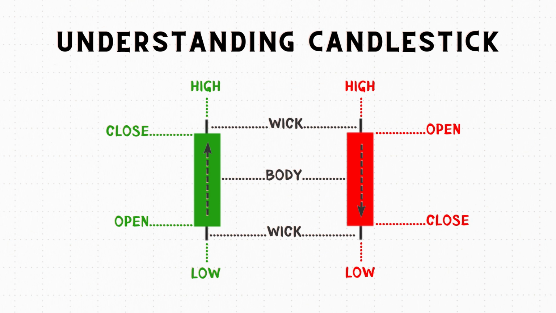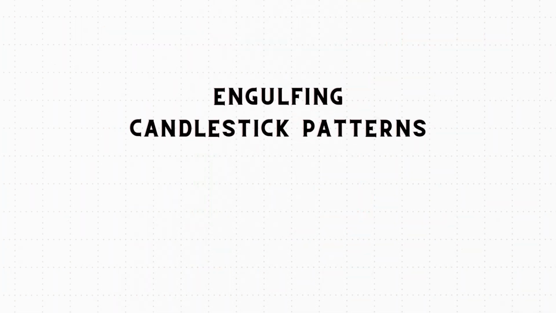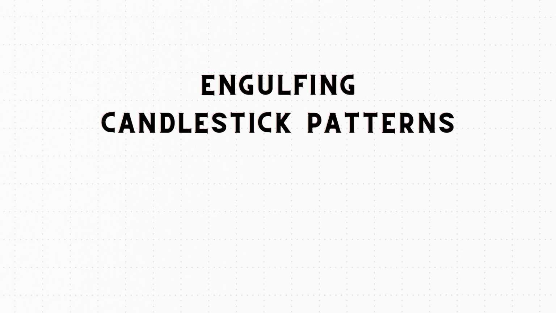So as of now, we have seen how to read the candlestick: what the high is, what the low is, where the opening price is and where the closing price of the candle is. Now let's see some of the important candlestick patterns which will be useful for your trading. First and foremost is the engulfing candlestick pattern. First of all, what does engulfing mean? It means covered or surrounded. This is called engulfing.